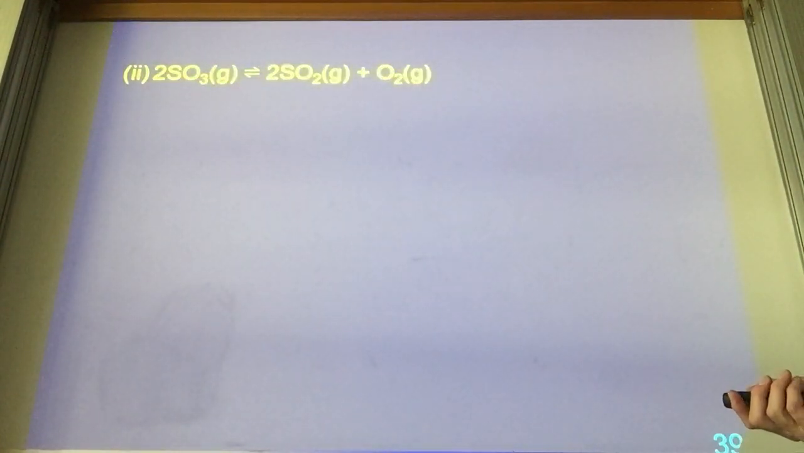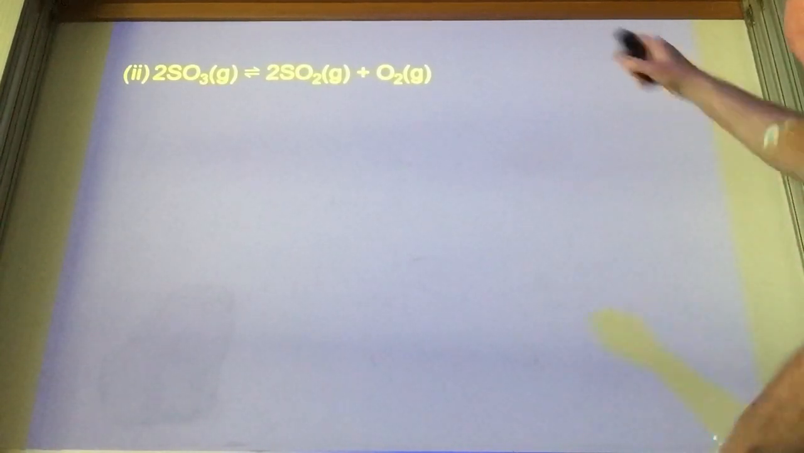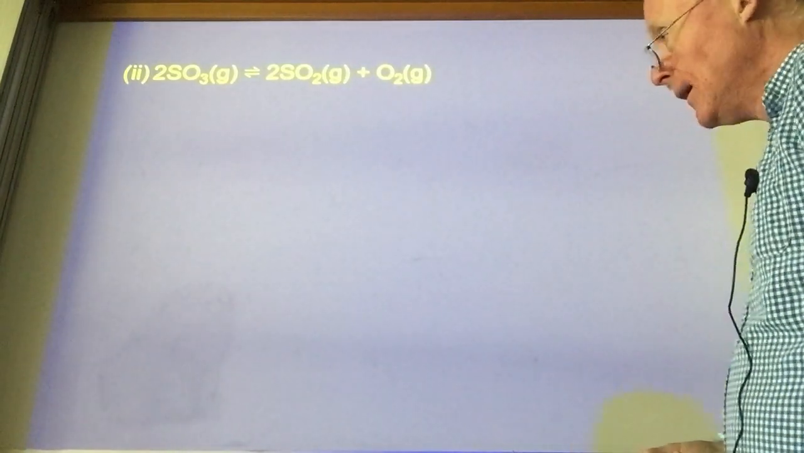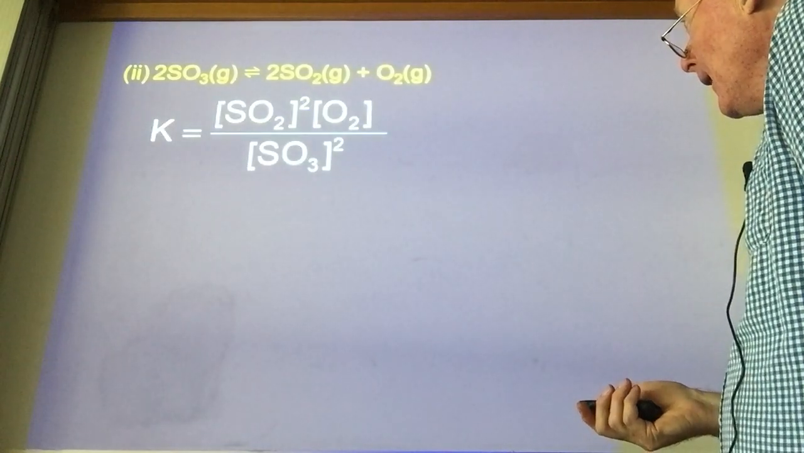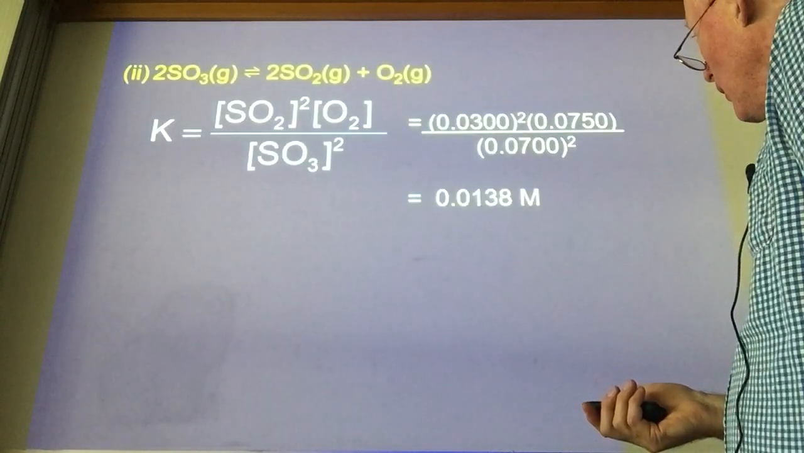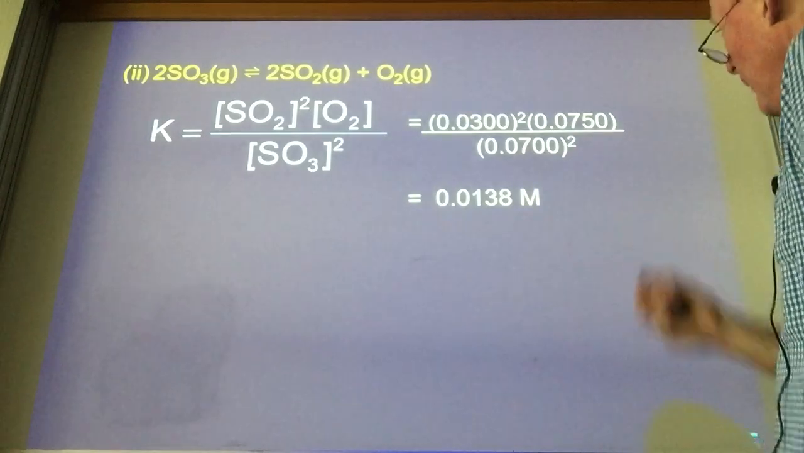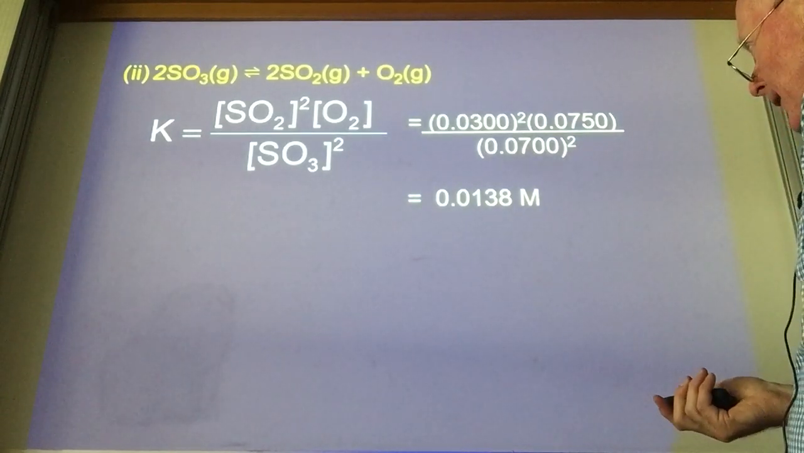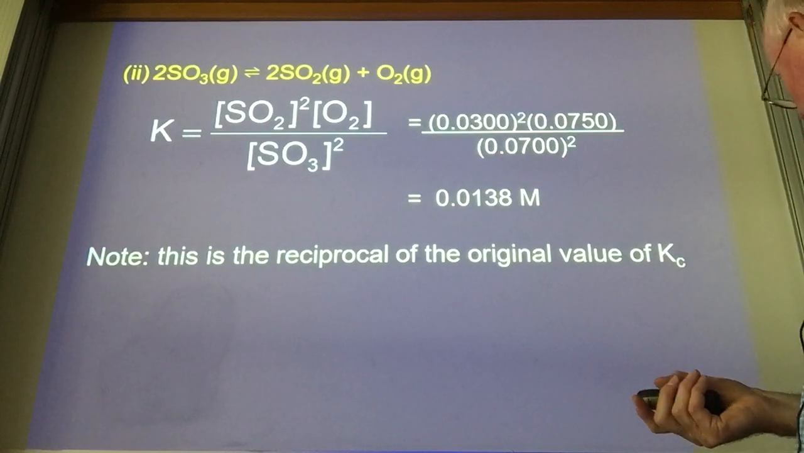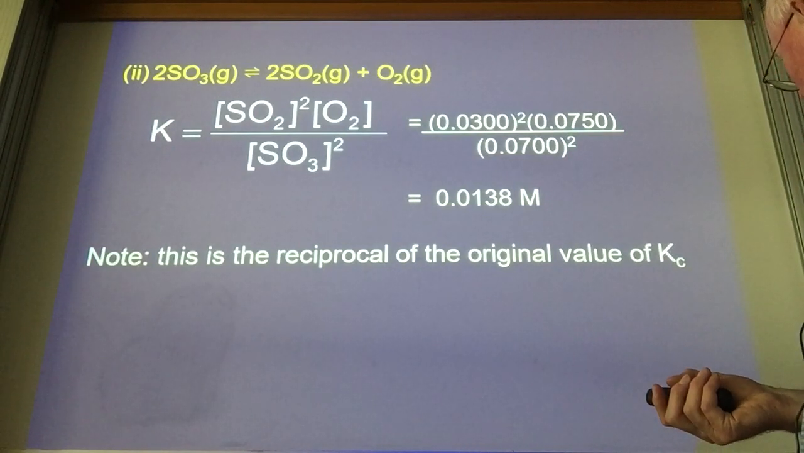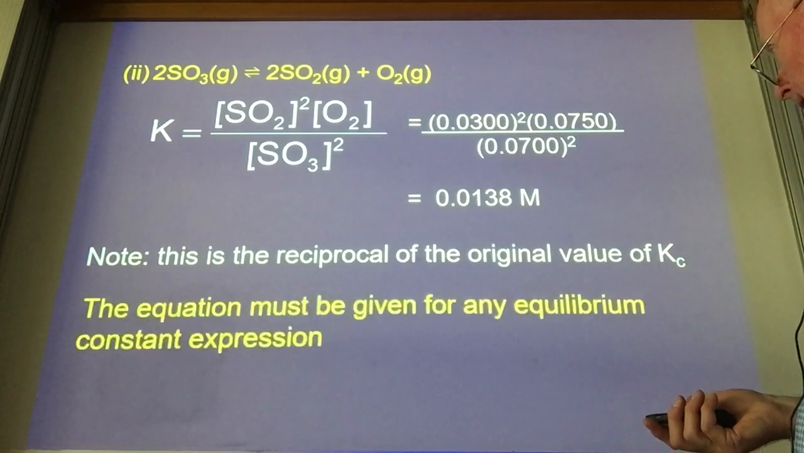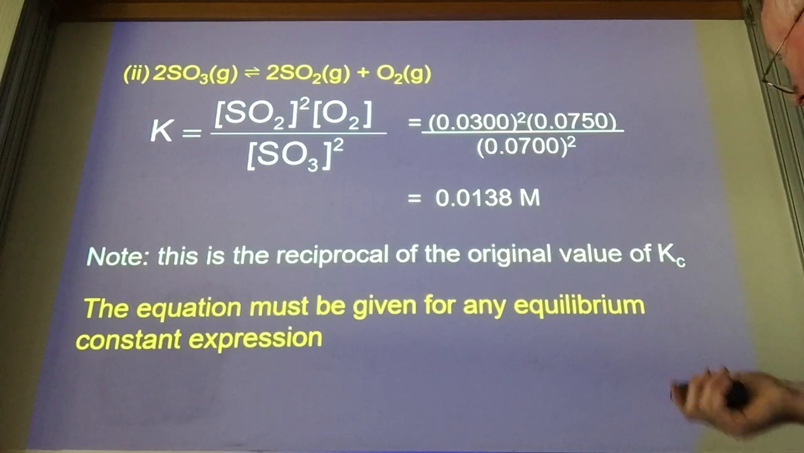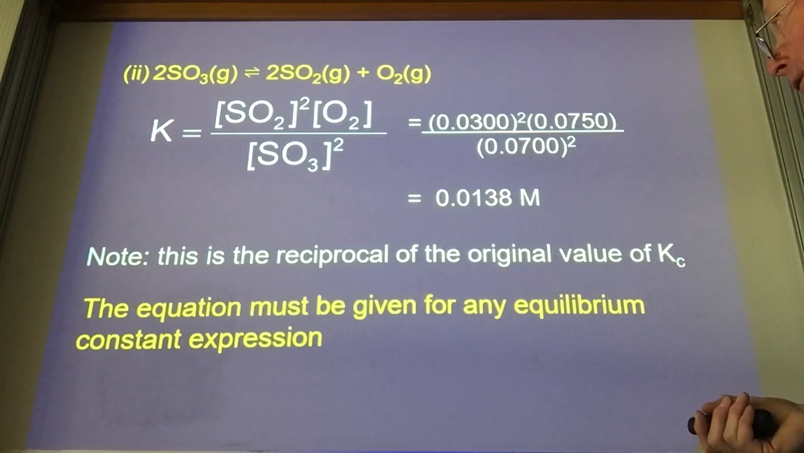For this one, what have we done here? Well, we've reversed the reaction. That, of course, means flipping the expression upside down. So numerator and denominator swap. That means we're going to swap the value we get. In fact, we'll find the reciprocal of the original value of the equilibrium constant. So it's going to be 1 over the original value.